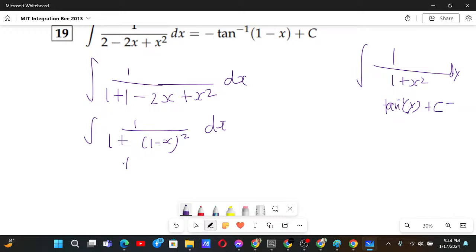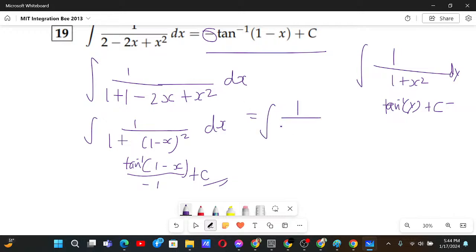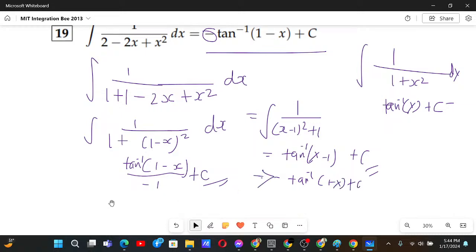Now for this one, this is just tan inverse of 1 minus x. But since there's a coefficient minus 1 for x, we'll divide by minus 1 and then write plus c. And this is the answer. You see? There's a minus sign. The other way would also be to write x minus 1 whole square plus 1. In that case, it will just be tan inverse of x minus 1 plus c. Actually, tan inverse is an odd function, so if we take minus common, this will just be minus. So we can do it anyways. These are not hard problems.